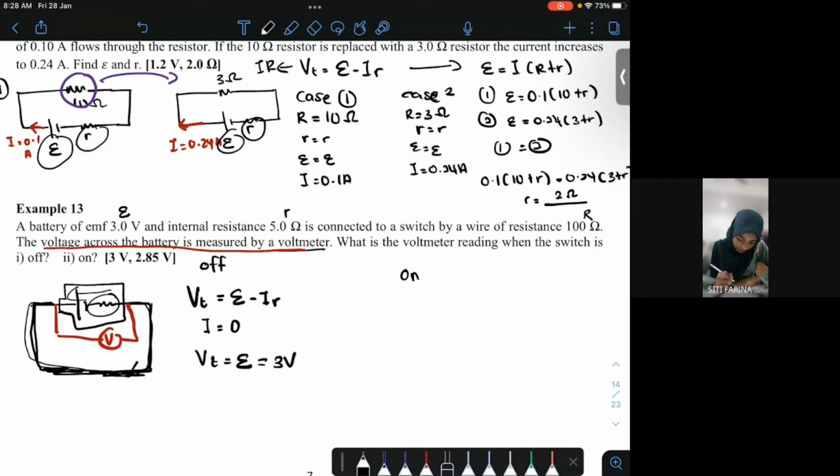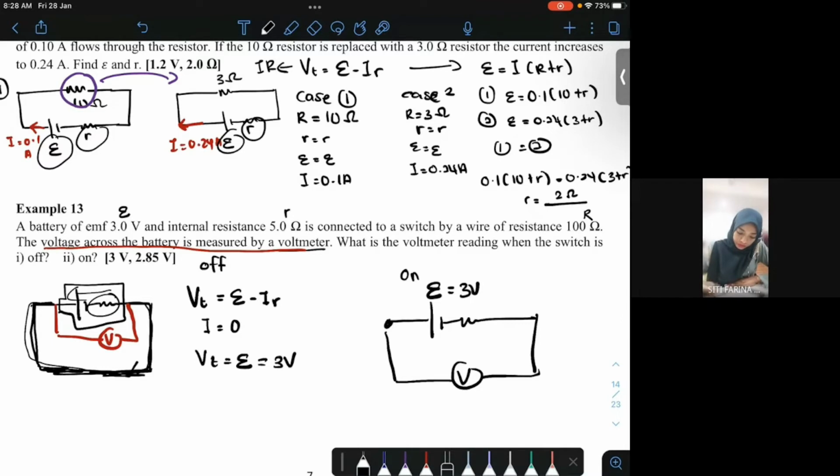So bila current wajib keluar, apa yang voltmeter ni akan baca adalah whatever after you have passed through this internal resistance. Setelah bateri punya EMF ini overcome this internal resistance, the remaining potential yang akan keluar. Awak kena faham, ini bateri kamu, ini internal resistance, this is where you connect your voltmeter. Kalaulah nilai EMF kamu 3, current tak lalu, current tak keluar.